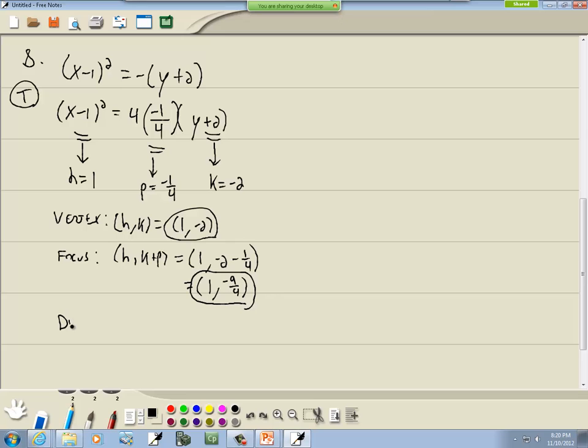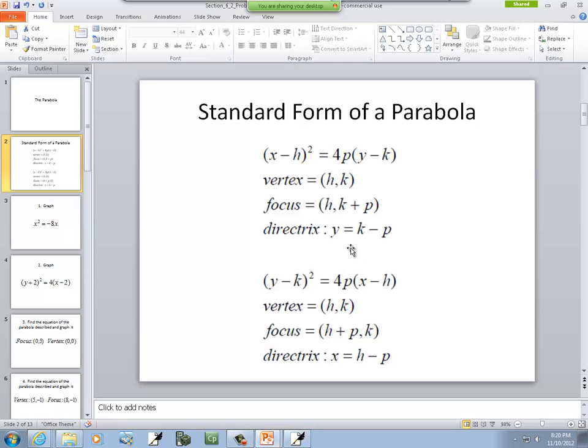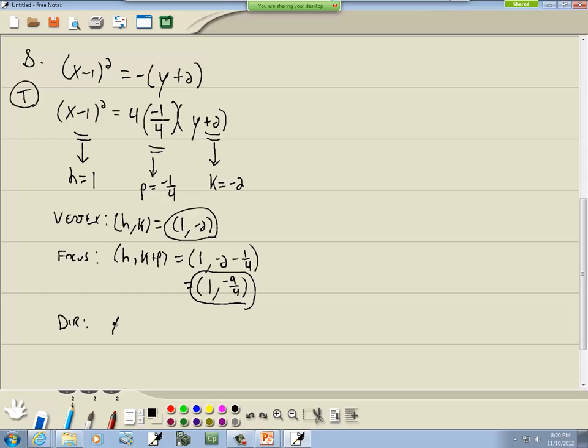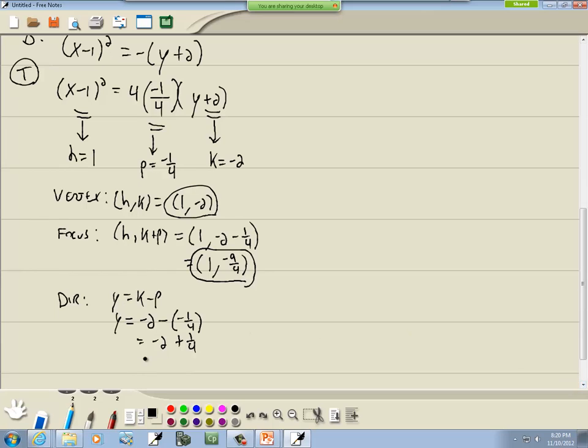And then our directrix is y is equal to k minus p. Well, k was negative 2 minus p, which was negative 1/4. That gives us negative 2 plus 1/4. This is a mixed number. I'll take negative 2 times 4 gives us negative 8, and add 1. That gives us negative 7/4. So y is equal to negative 7/4.